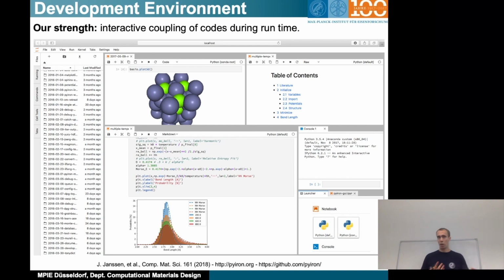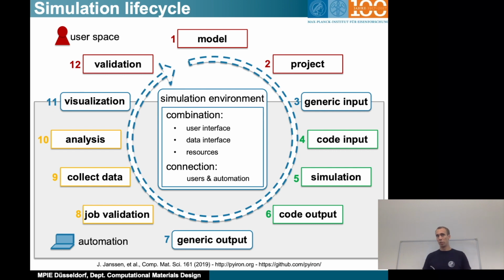The second part is how is pyiron constructed? So we talk about simulation life cycles. The user defines a model, project, some kind of generic input. Then the software takes over, translates the generic input to the code-specific input files, calls the executable, runs the simulation, gets the output files, collects them, parses them again to generic output, then does some validation. The validation on the generic level means we only have to implement a given validation once, and we can then apply it to all codes.